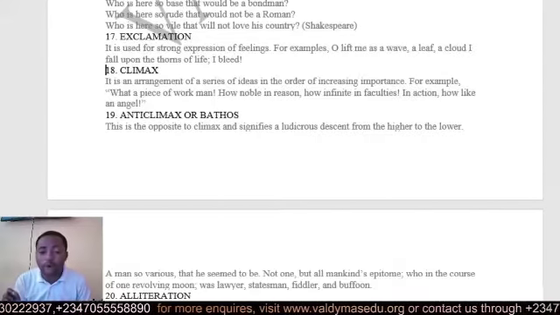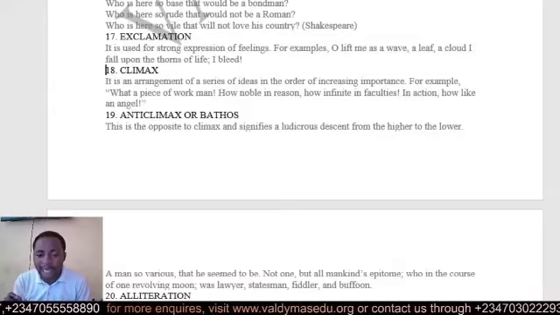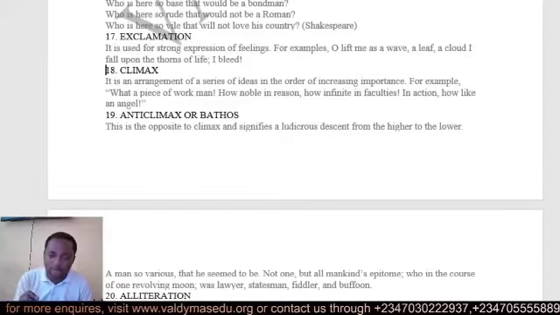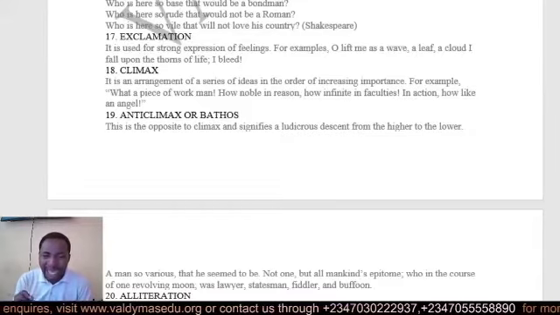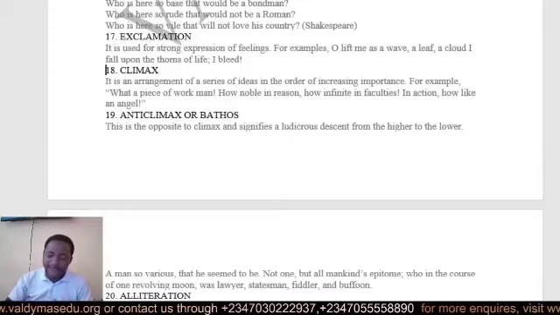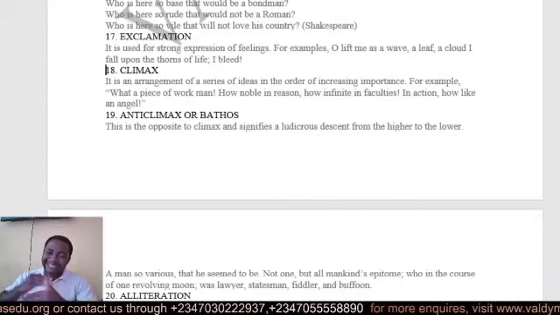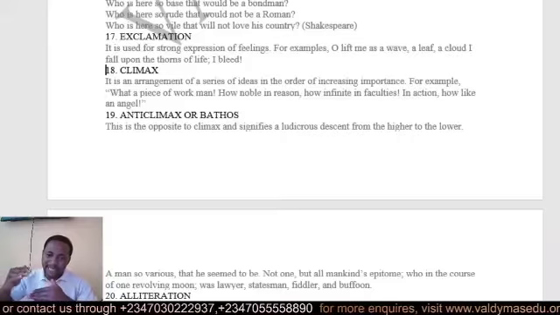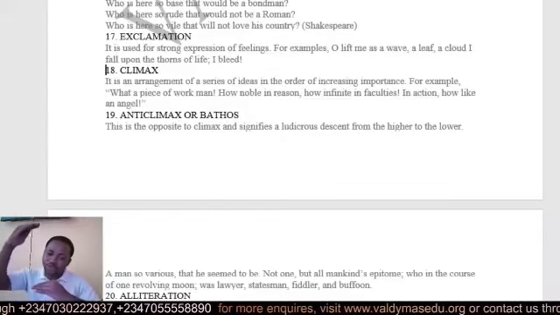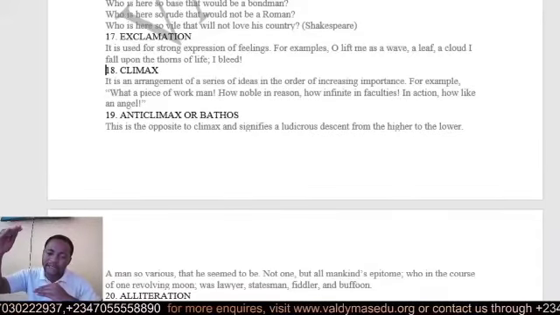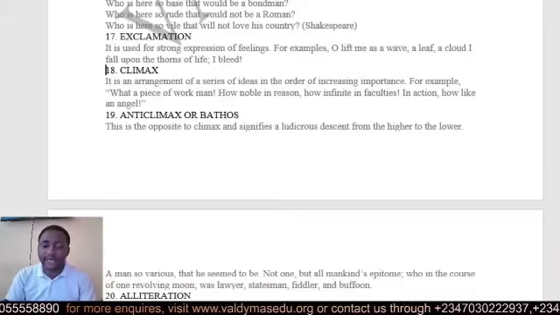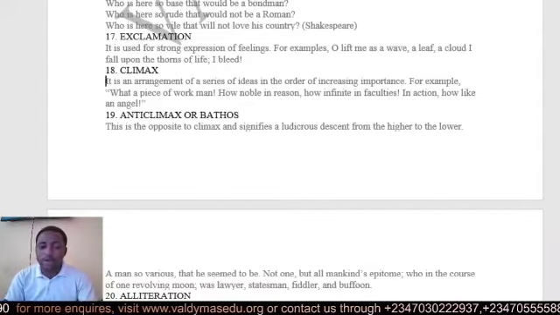"What a piece of work is man, how noble in reason, how infinite in faculties, in action how like an angel." Now, when we look at this, we will see an increase in importance. That means from the least important to the most important. We are going gradually.